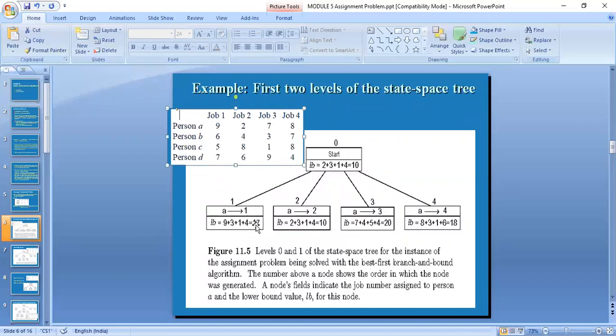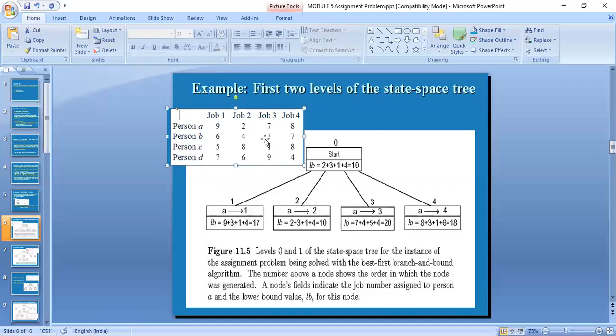So we have assigned all the values. We got it as 17. We calculated the lower bound. Now, A is going to be assigned with job 2. What is the job 2 value? The job 2 value is 2. So person B, what is the least value? 3. Is it job 2? No. So we can take it.